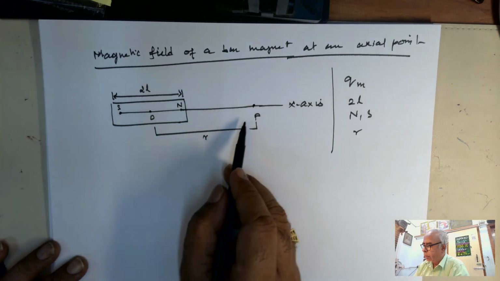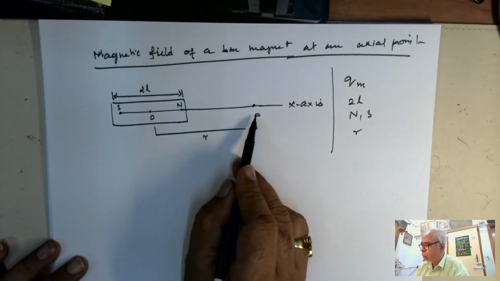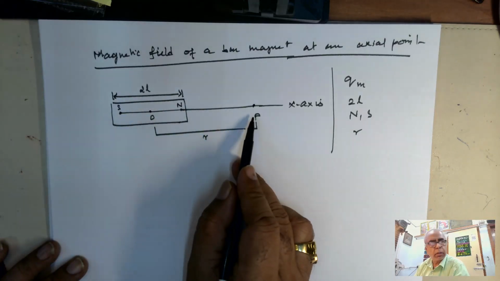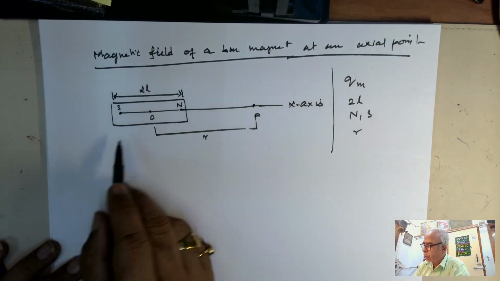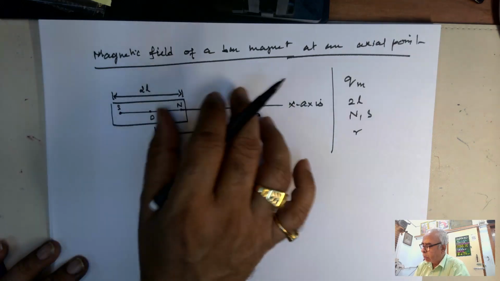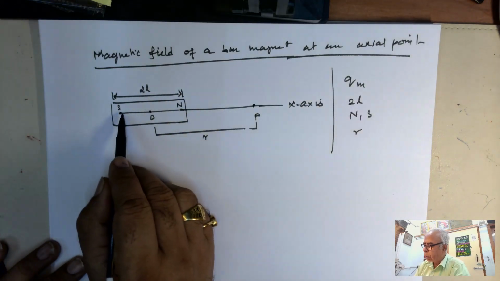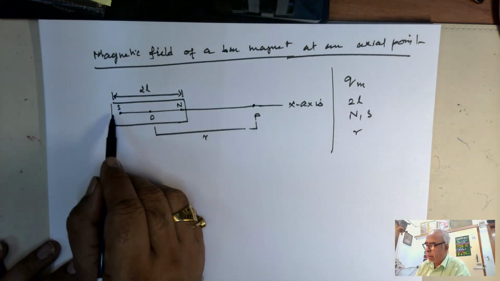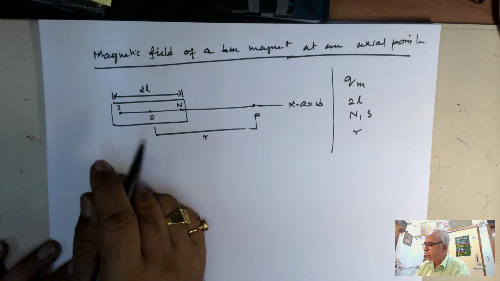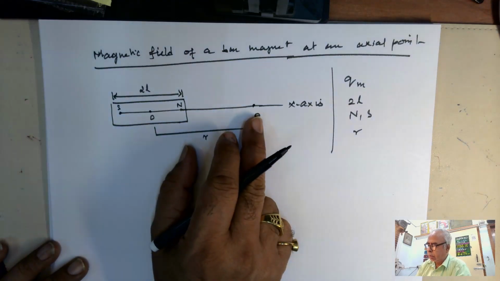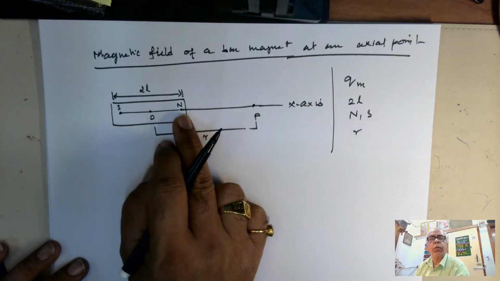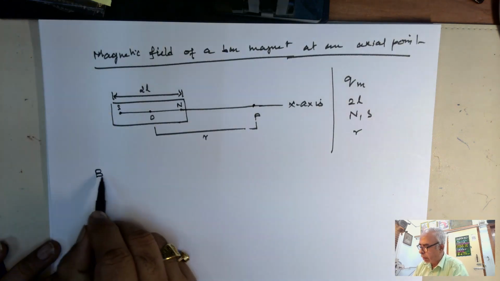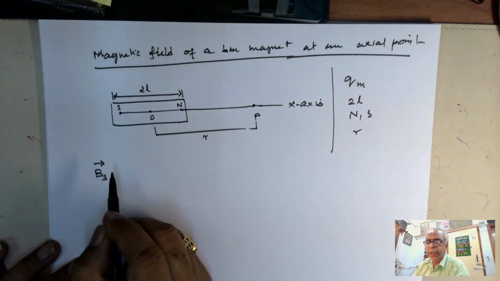Now there are two influences. This point is influenced by the north pole of the bar magnet and also the south pole of the bar magnet. Because it has two types of field, as you know, always from north the magnetic field lines emerge and are received at the south pole. So there are two types of influences: the magnetic field due to the north pole, and the magnetic field due to the south pole. Let us indicate this as a vector B.